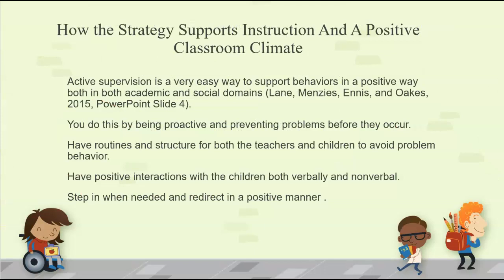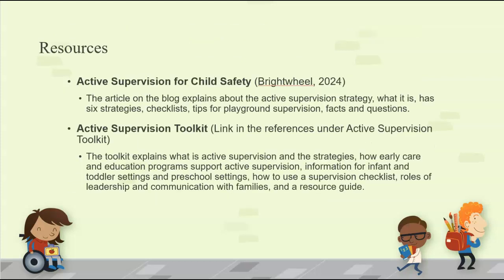How the strategy supports instruction in a positive classroom climate. Active supervision is a very easy way to support behaviors in a positive way, both in academic and social domains. You do this by being proactive and preventing problems before they occur. You have routines and structure for both the teachers and children to avoid problem behavior. Have positive interactions with the children, both verbally and nonverbally. Step in when needed and redirect in a positive manner.